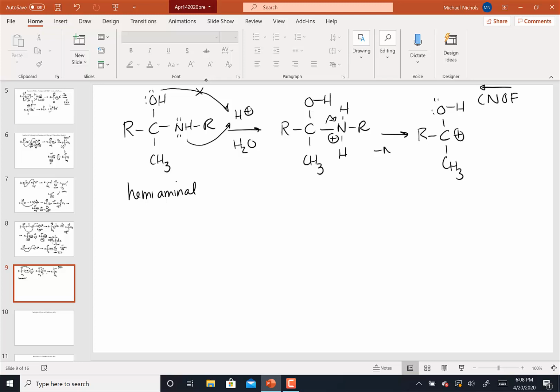I'm going to lose that amine, which will now be an NH2R group. I'm going to lose the amine, form that carbocation. Pair of electrons will move like so. I'll end up losing the H plus. And now what did I just make? I just made a ketone.